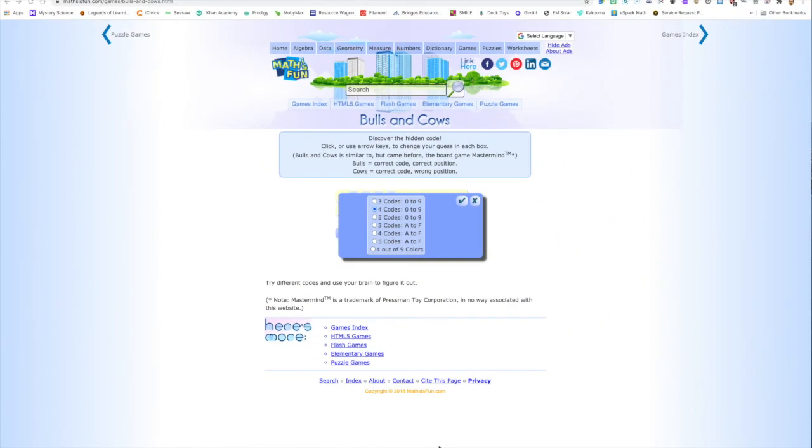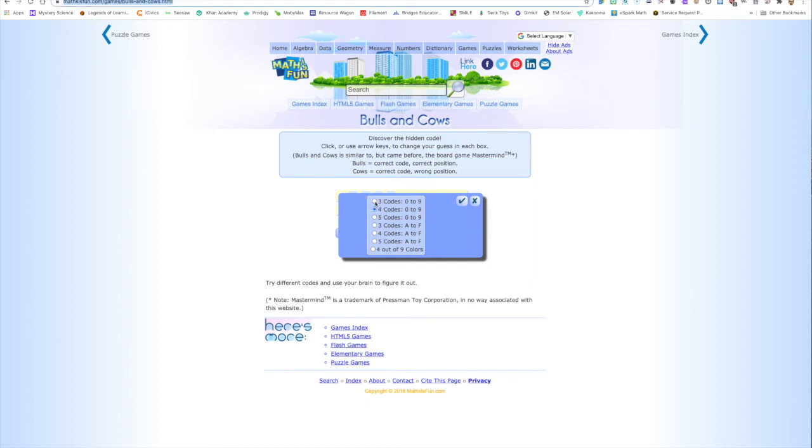The next thing we're going to do is go right into some games. Today you're going to do a couple games that are really math-based thinking games. The first one is called Bulls and Cows, and how it works is that if you have a bull, that means you have the correct code in the correct position. If you have a cow, it's the correct code but the wrong position.